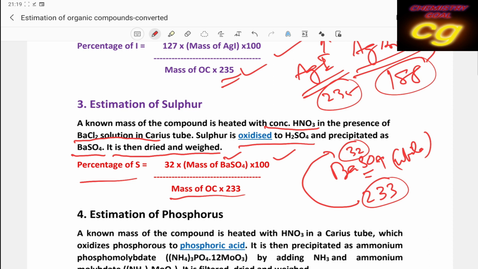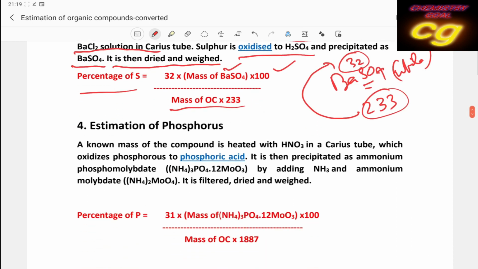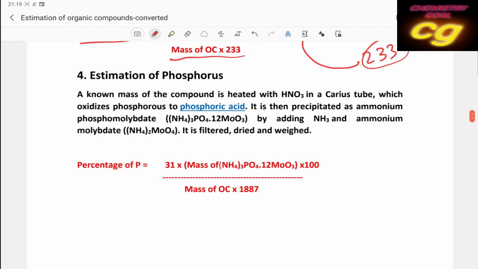Next is the estimation of phosphorus. Same reagent: you take the organic compound in a test tube, add concentrated nitric acid, and heat it. When you heat the mixture in the presence of nitric acid, phosphorus converts to phosphoric acid. You already know this reaction: nitric acid is a strong oxidizing acid. It oxidizes phosphorus to phosphoric acid and sulfur to sulfuric acid.